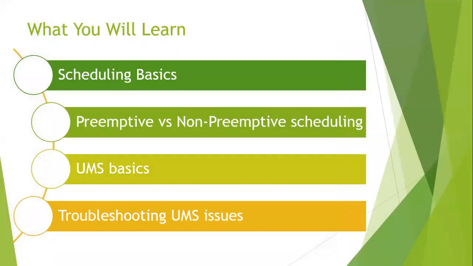So these are all the points that we will learn. We will discuss these areas in more detail. Scheduling is nothing but executing on the CPU, how the threads and queries will be executing. We'll learn that here, right? Then preemptive versus non-preemptive: what is preemptive, what is non-preemptive scheduling? We will discuss what UMS is and its main purpose, and troubleshooting some UMS related issues, right? Cool.